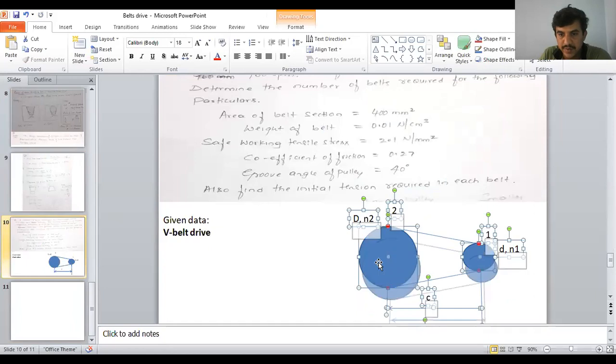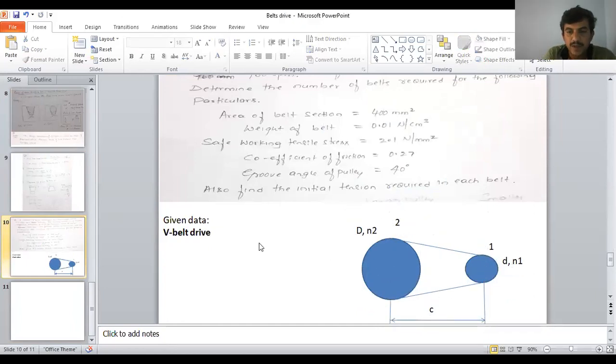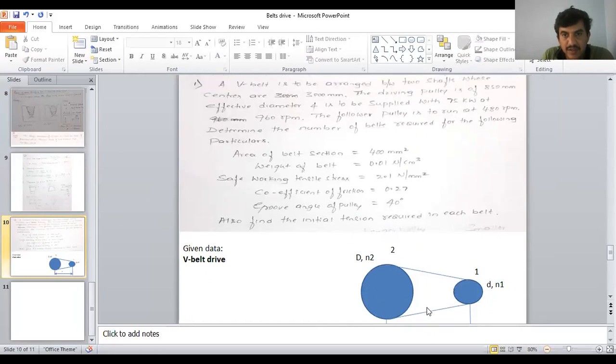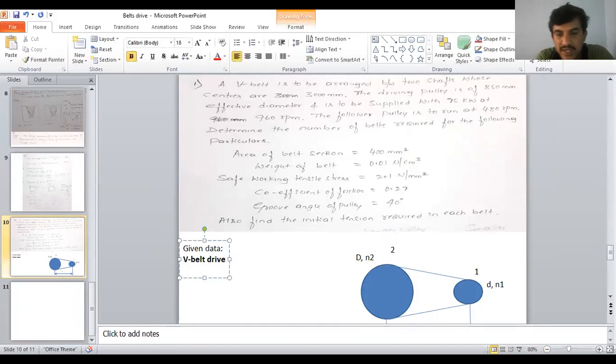This is a V belt drive, open type only, right? Now, copy the sketch. The V belt is to be arranged between two shafts whose centers are 3000 mm. What's the data? It is C, center distance between the two shafts. It is 3000 mm. The driving pulley is of 850 mm effective diameter.